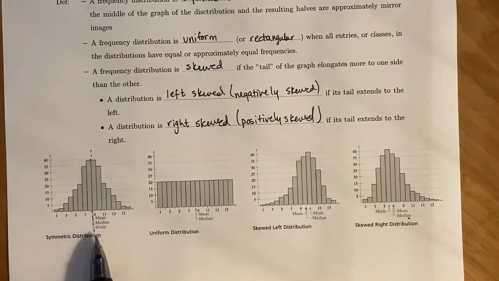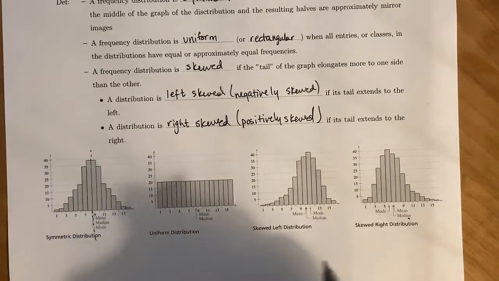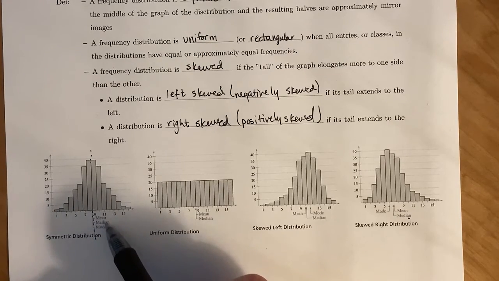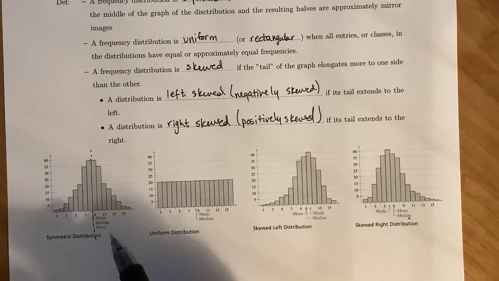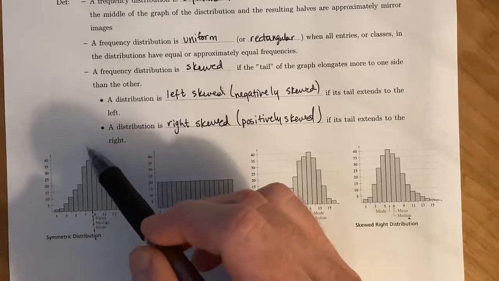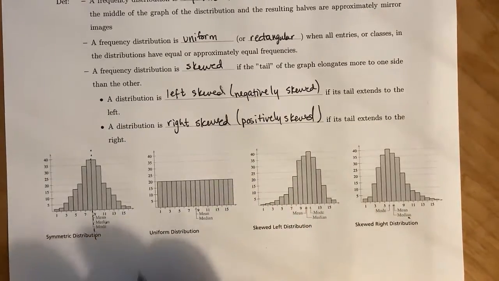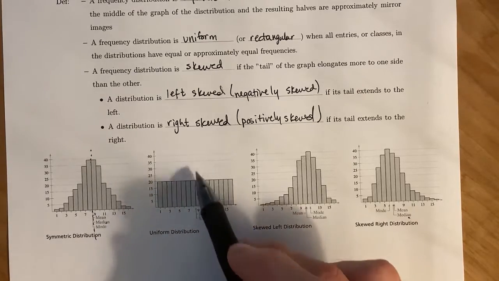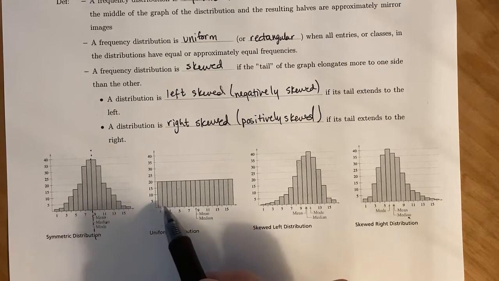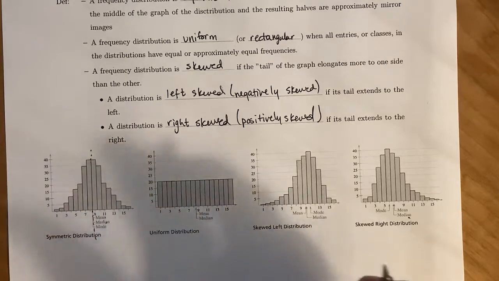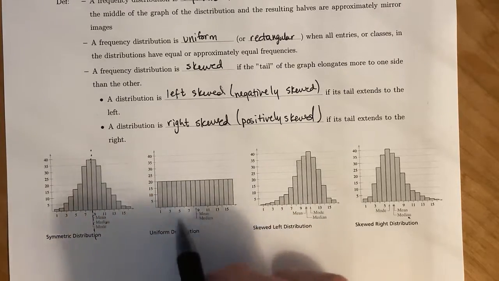And notice that underneath each one of these distributions, it keeps track of the mean, median, and mode for us. For a symmetric distribution, the mean and the median are either equal or really, really close to being equal. It's just folded right over itself. For this uniform distribution, it tells us that the mean and the median are right in the middle of this rectangle, and this has no mode because all the entries have the same exact frequency. So there's no mode for this one.